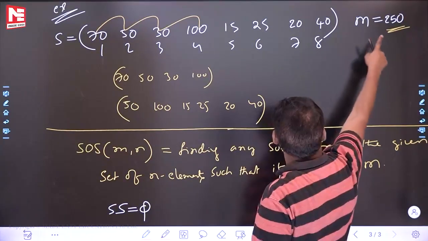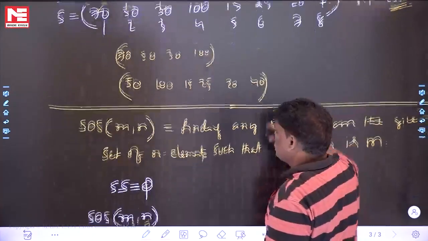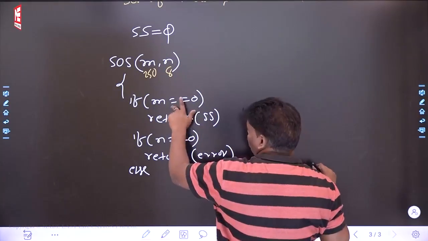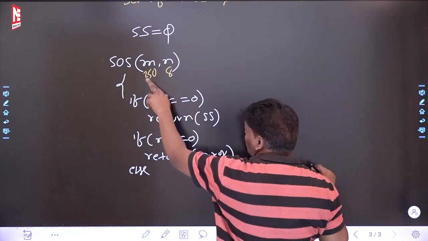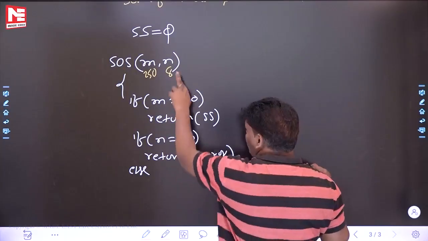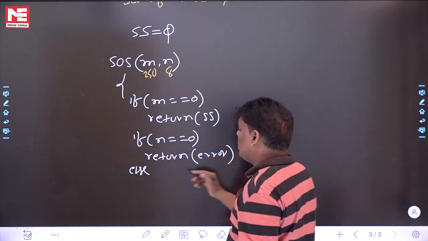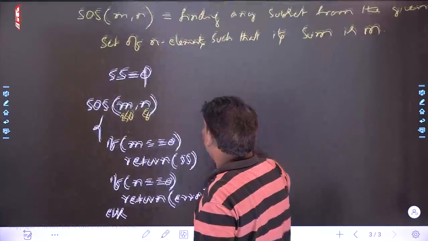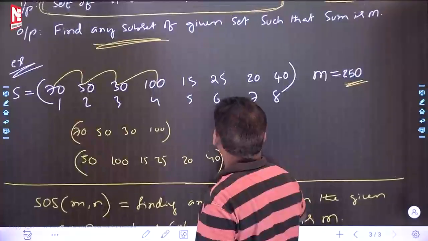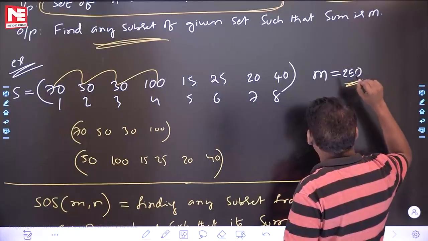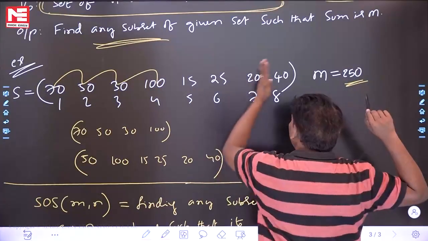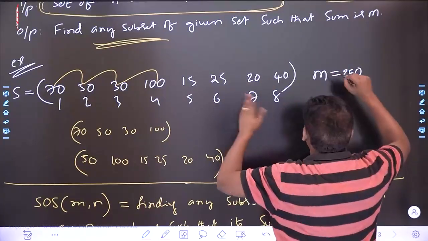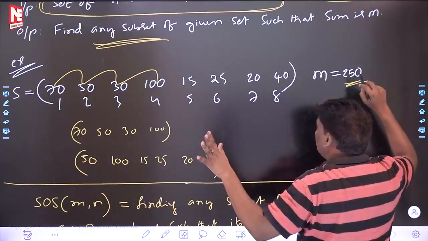Subset sum I want is 250, the array contains 8 elements. Initially SS is pi. See the answer: is m 0? You want subset sum as 0? No. Is the number of elements 0? No. Now I am at else. When you are at the else part, it indicates that n is not 0 and m is not 0. You want subset sum as 250. This array contains 8 elements, and in this array you want to find a subset whose sum is 250. Everything fine.